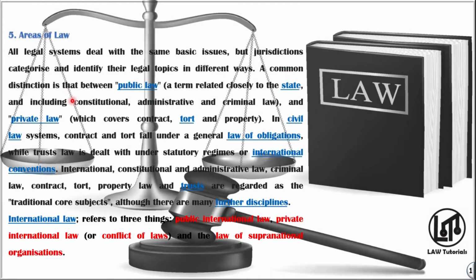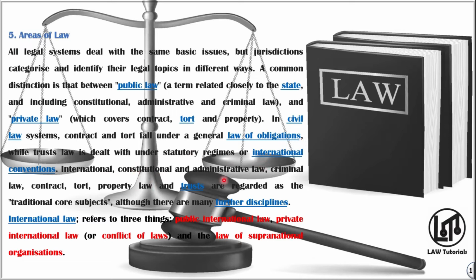A common distinction is that between public law and private law. Public law is a term that is closely related to the state, including constitutional, administrative, and criminal law. And private law covers contract, tort, and property. Now, in civil law systems, contract and tort law fall under a general law of obligations, while trust law is dealt with under statutory regimes or international conventions.